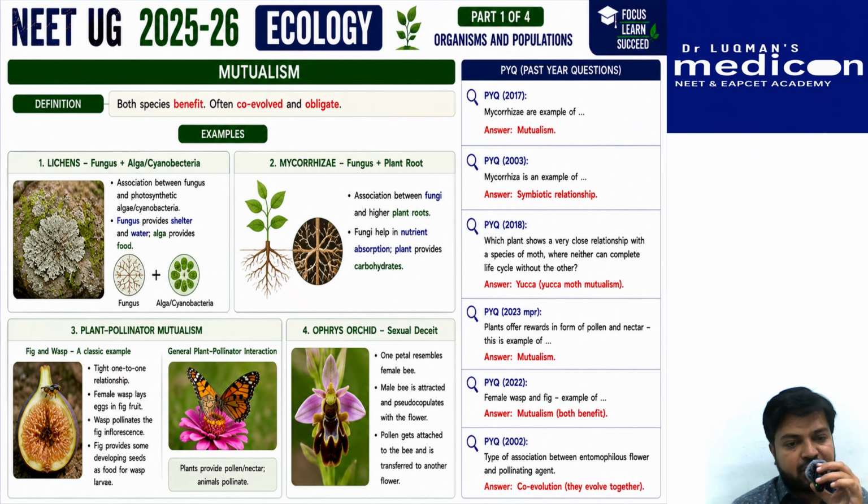General plant-pollinator interaction is also a mutualism. Plant provides pollen or nectar and animal provides pollination. Ophrys orchid, sexual deceit. One petal resembles a female bee. Male bee is attracted and pseudo-copulates with the flower. Pollen gets attached to the bee and is transferred to another flower. Here you have to understand that copulation means intercourse, having sex actually. So the male bee is attracted to a petal, actually that petal resembles the female, and that's how it is getting some benefit, and pollen is getting transferred, and that is pollination. So previous year questions, stop the video and study the PYQs.